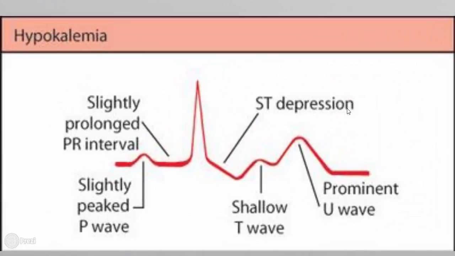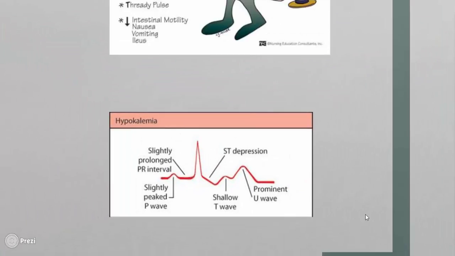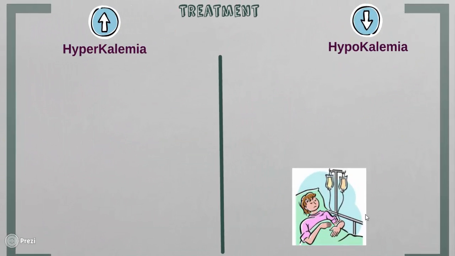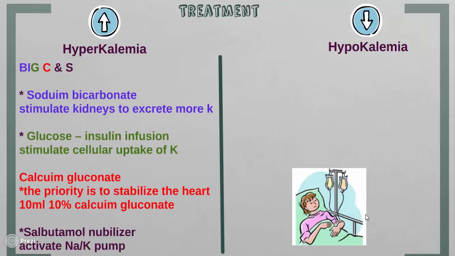On the other hand, in hypokalemia, you have ST depression, shallow T wave, and prominent U wave. The prominent U wave is important in hypokalemia. So for potassium, hypokalemia and hyperkalemia, it's important to know the ECG changes for each one. That takes us to the treatment of hyper or hypokalemia.